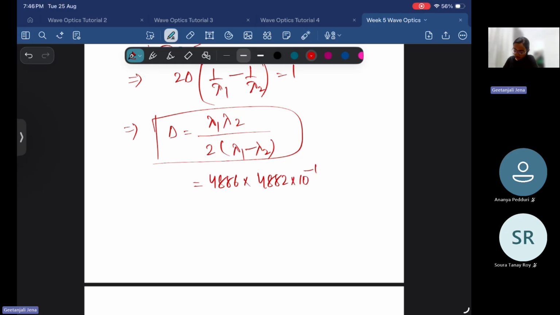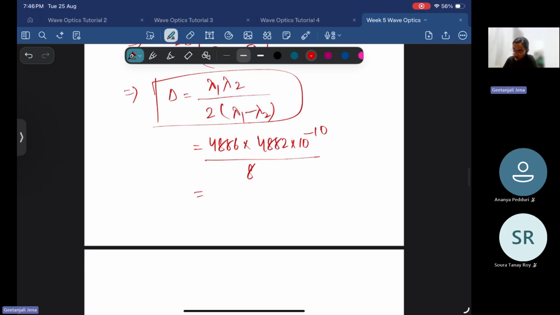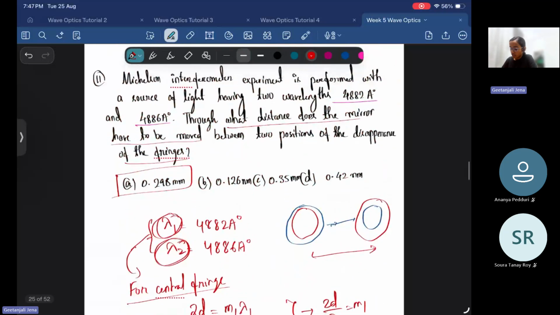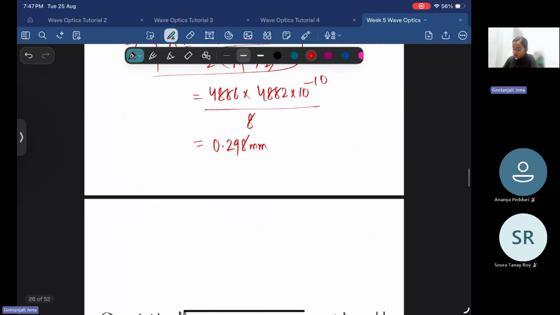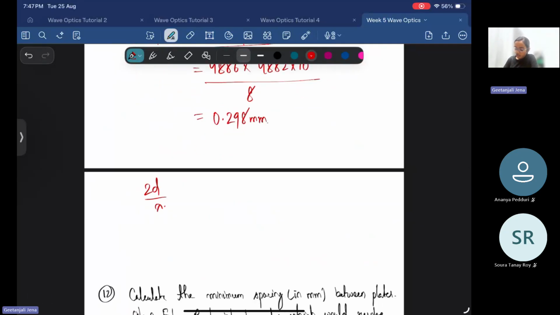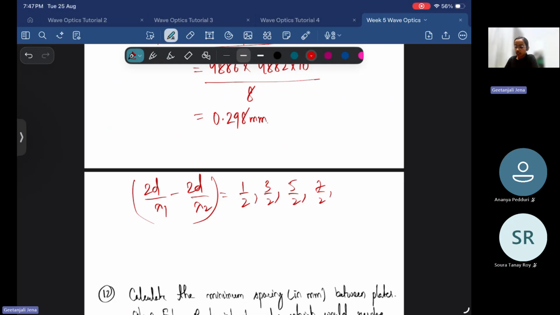That is 8 into 10 to the minus 10 divided by 8, which will be 0.298 millimeter. So this is for the disappearance of fringes. The condition that we have is that 2d by lambda 1 minus 2d by lambda 2 should be 1/2, 3/2, 5/2, 7/2. If we are seeing a condition like this, you will see no interference pattern on the screen.